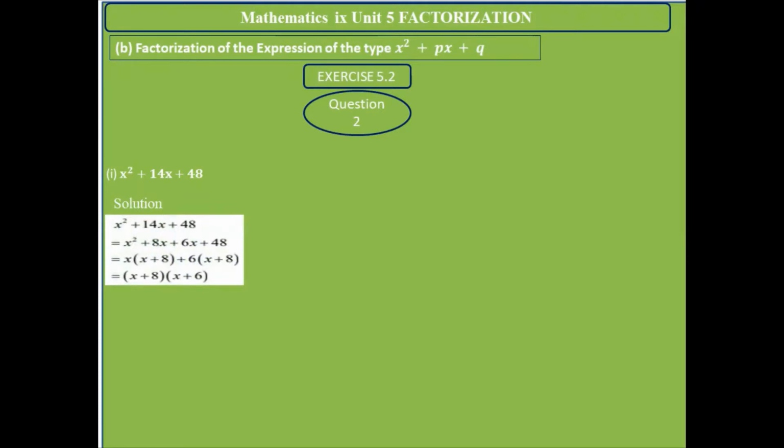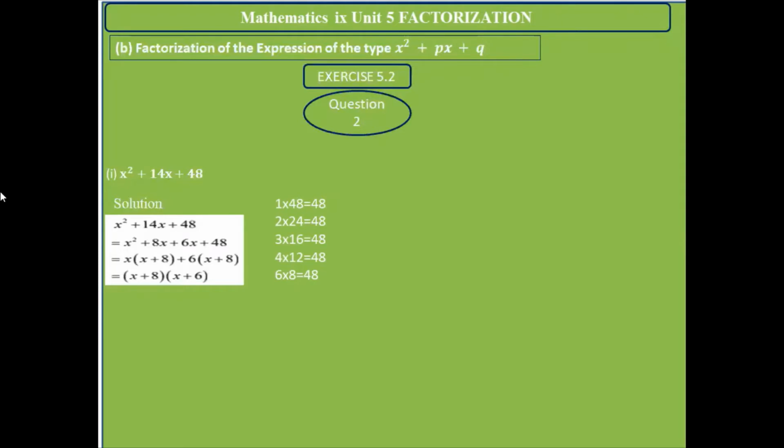Now this type of expression we can factorize. First we have to multiply the coefficient of x square, which is 1, and this 48. So when we multiply these two terms we have 48. Now we have to find two factors such that when we add these factors we have the middle term 14x, and when we multiply those factors we get 48x square. So let's see how we can find those two factors.